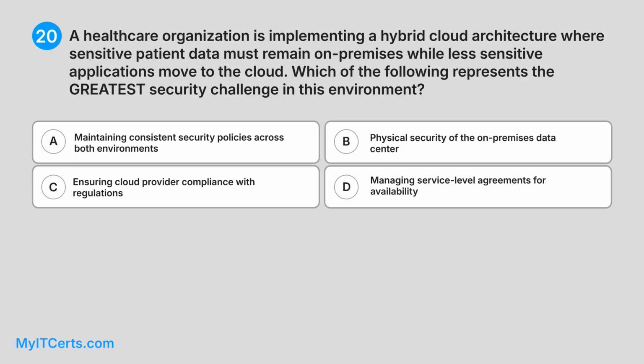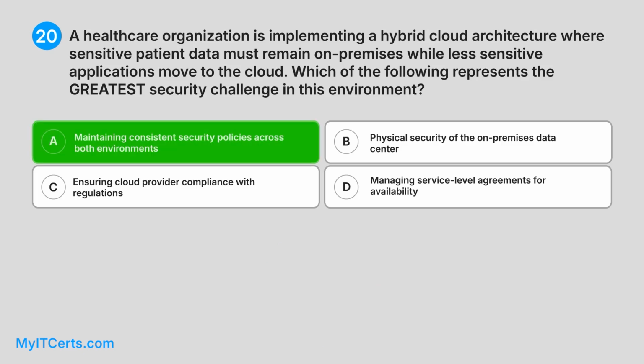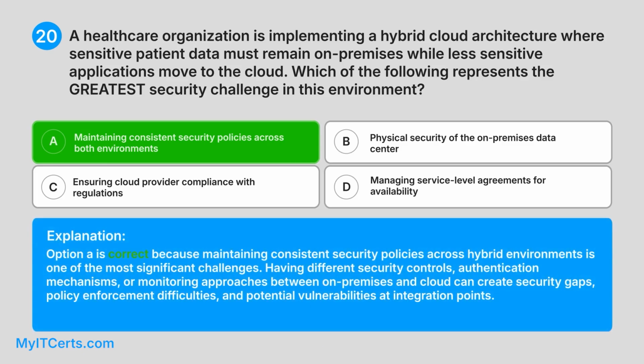Correct answer. A. Maintaining consistent security policies across both environments. Explanation. Option A is correct because maintaining consistent security policies across hybrid environments is one of the most significant challenges. Having different security controls, authentication mechanisms, or monitoring approaches between on-premises and cloud can create security gaps, policy enforcement difficulties, and potential vulnerabilities at integration points.